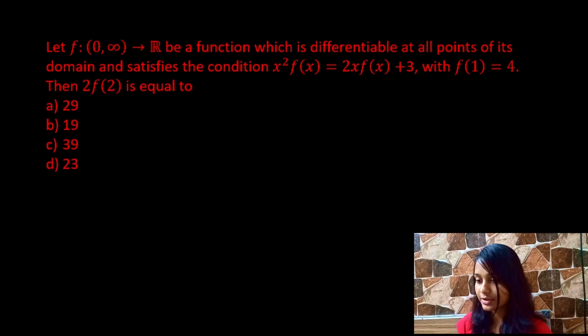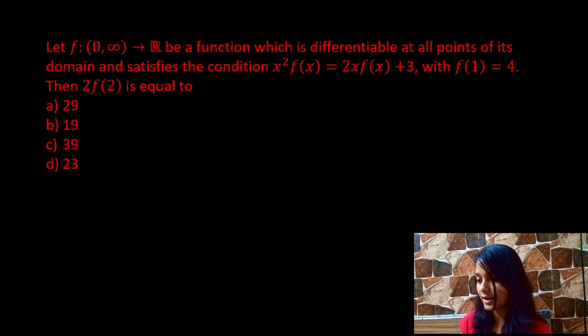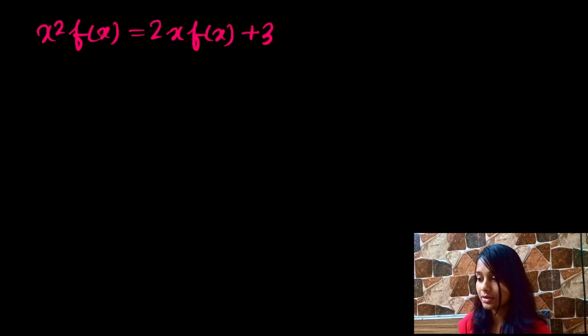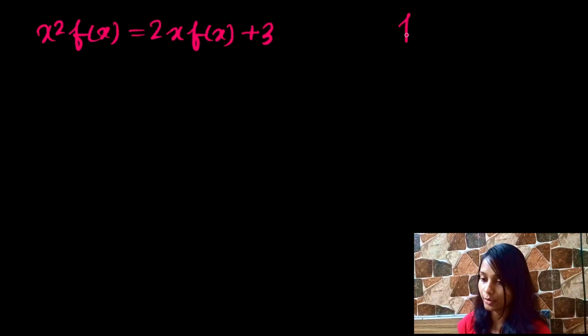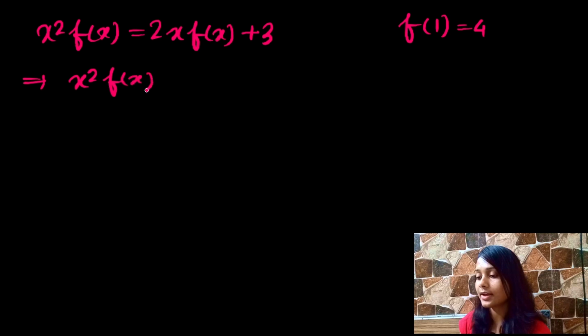So let me first write down the expression, which is x square f dash x equals 2x f x plus 3, and this is the expression, right? There is a condition which is f of 1 equals 4. So we have x square f dash x minus 2x f x equals 3, and there is a dash.